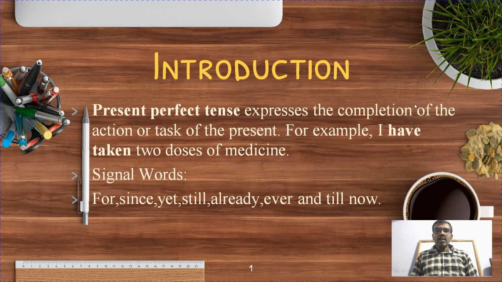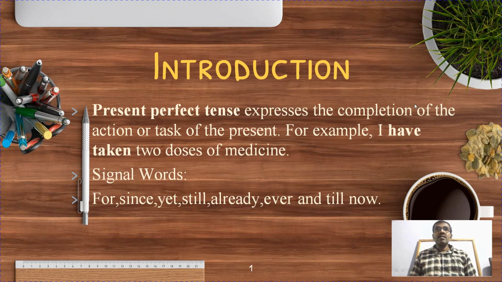So, present perfect tense. Introduction to the present perfect tense. Present perfect tense expresses the completion of the action or task of the present. So it will tell us the completed actions. Completed actions can be explained with the help of the present perfect tense. It is mainly used for recently completed actions in the present, not in the past or not in the future, in the present.